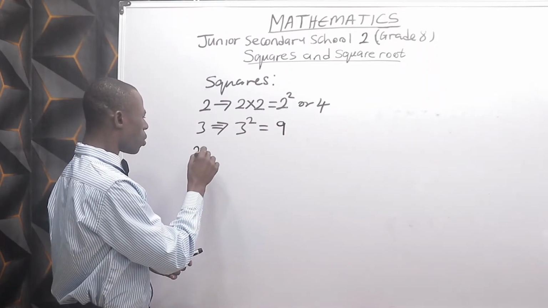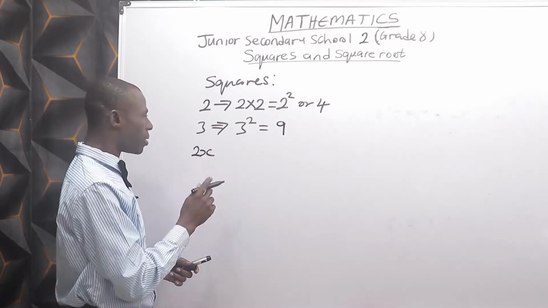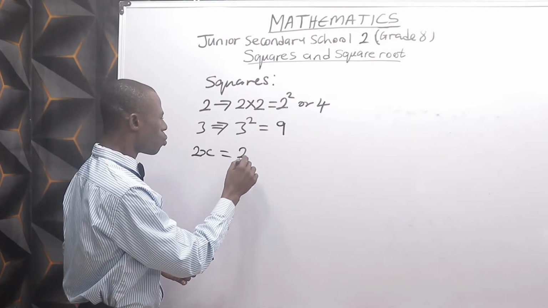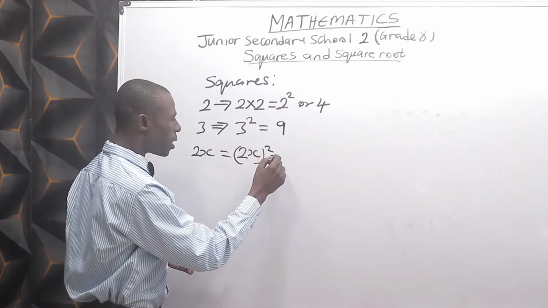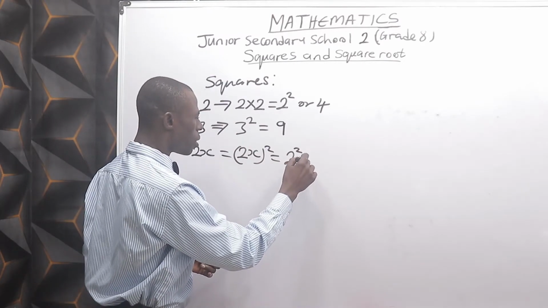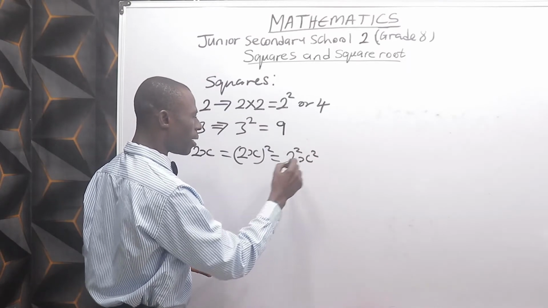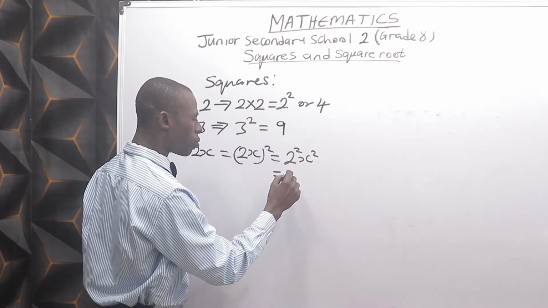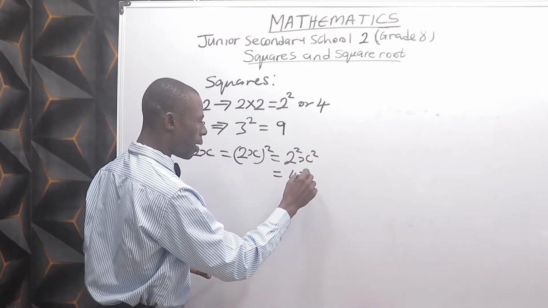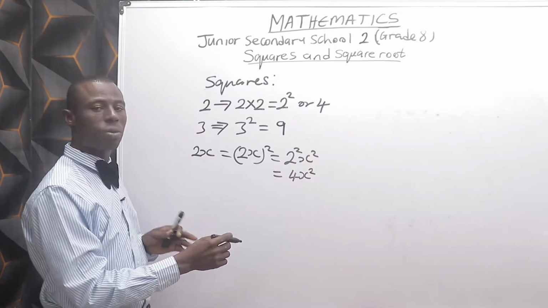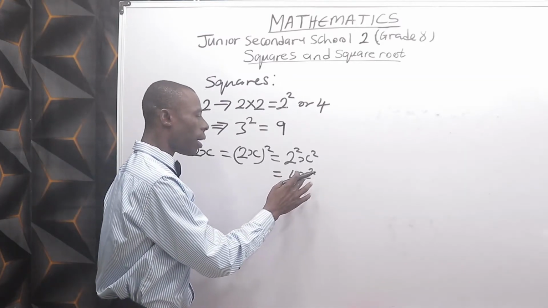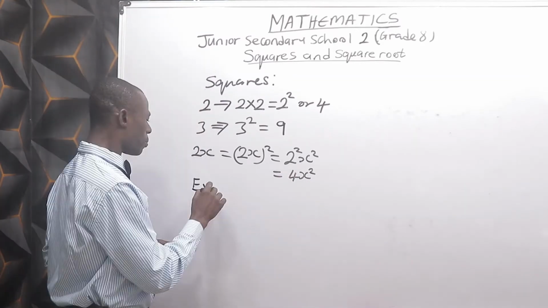The result of squaring 2x then will be 2x raised to power 2, which means 2 raised to power 2, x raised to power 2. 2 raised to power 2 is 4. x raised to power 2 is x raised to power 2. So the result of squaring 2x is 4x squared.